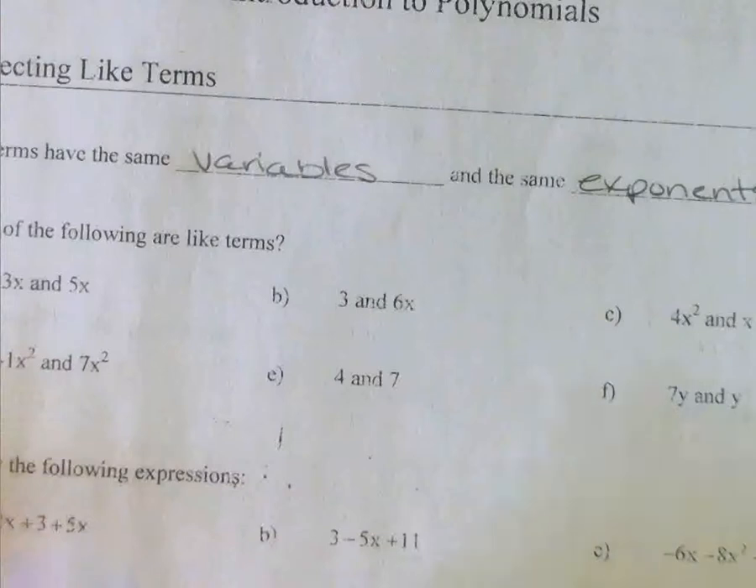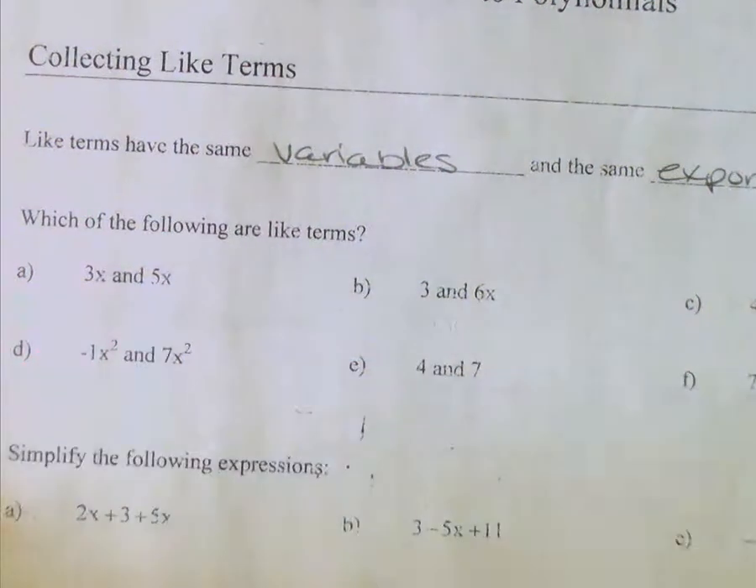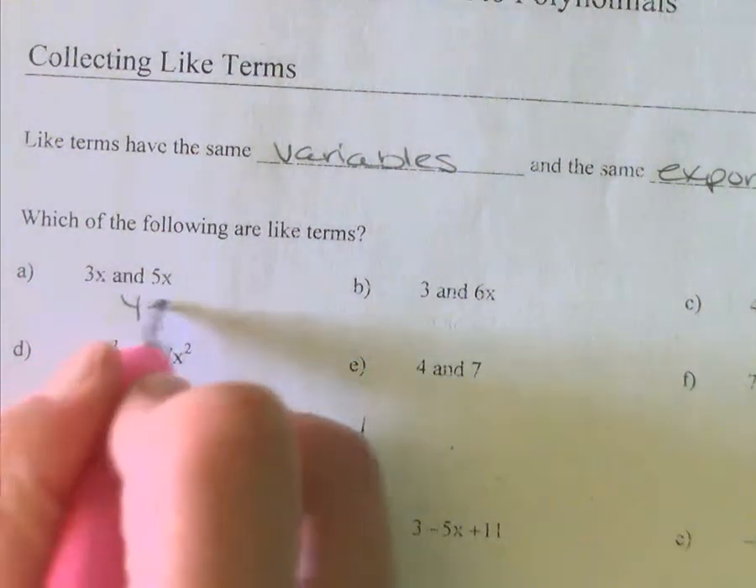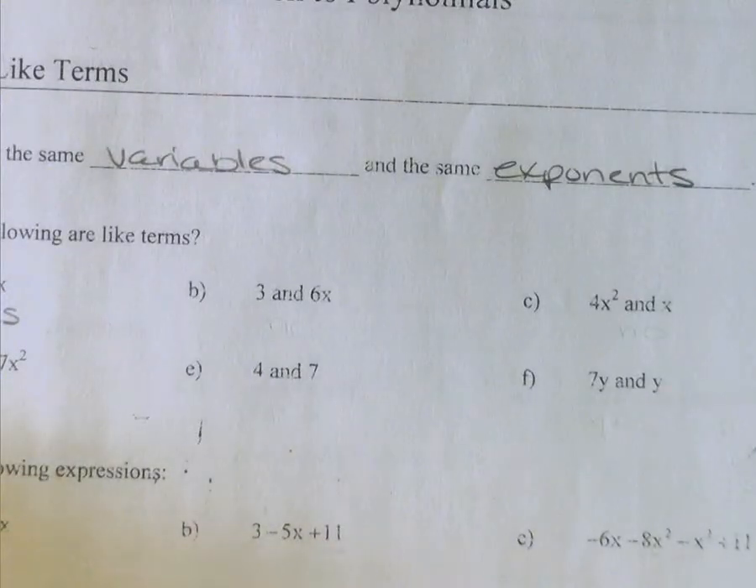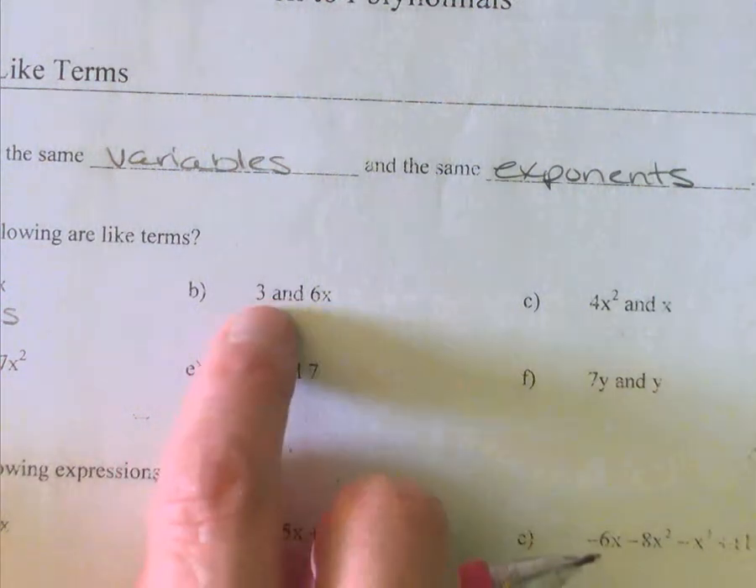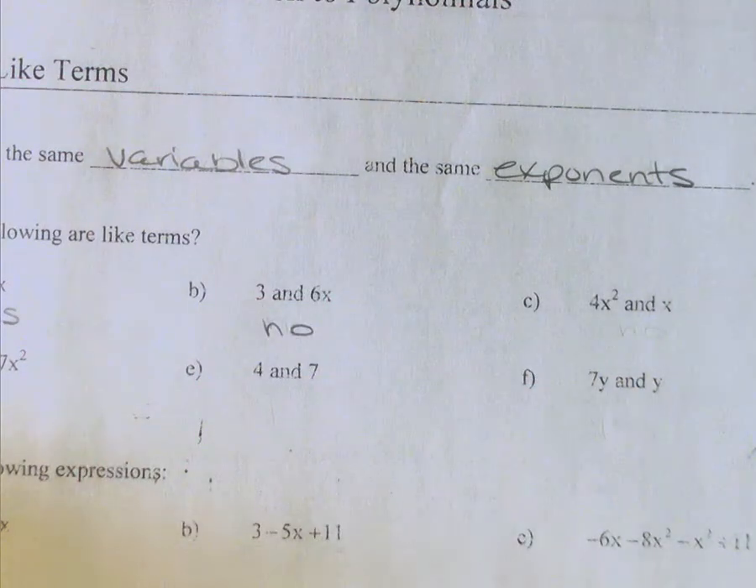If I look, they both have an x, and there's a 1 on both of those variables. So I can say that yes, they are like terms. If I look at the next one, I have a 3 and a 6x. This has an x, this does not. So we would say no, they are not like terms.